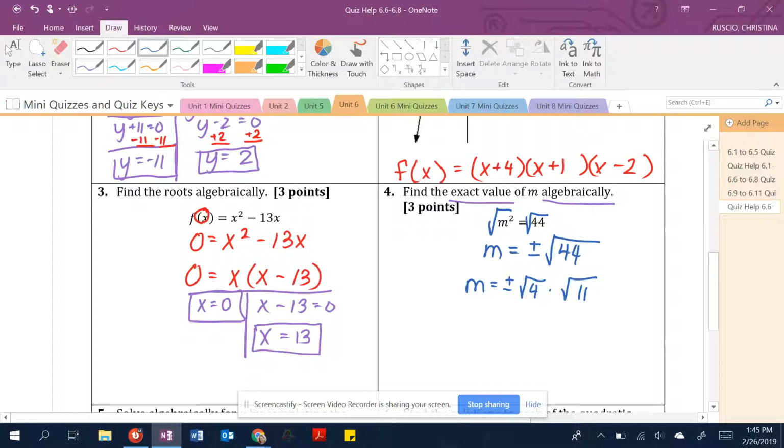Because 11 doesn't have any perfect square factors. The whole reason why we did this is so that we could simplify the square root of 4, which is really 2. So 2 square roots of 11. And don't forget the plus minus.